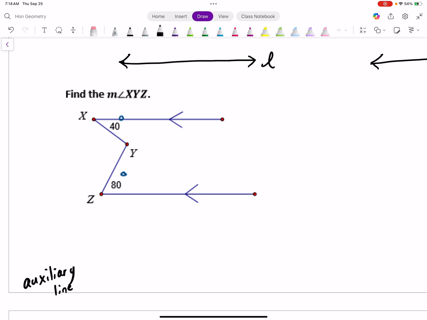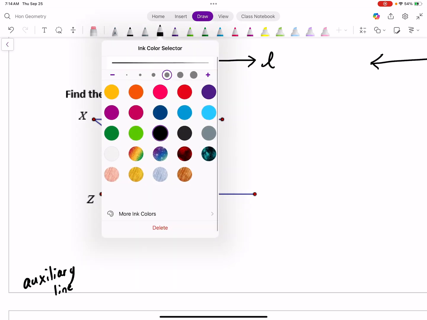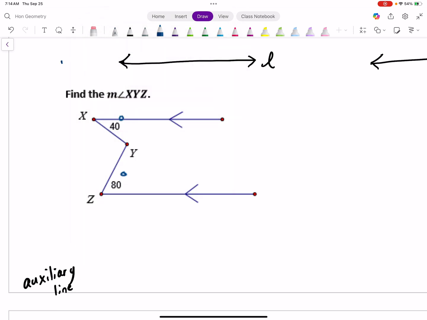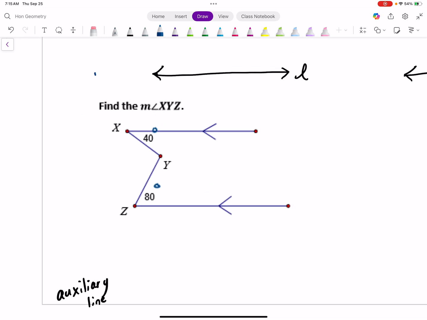So auxiliary lines in math, you can put them wherever. Why do I have 2 black pencils up here? That seems silly. Okay, sorry. You can put them anywhere you want, and they can do anything you want them to do if they're helpful. So here's how I would work this problem. I would introduce an auxiliary line through point Y that's parallel to those other 2 lines.